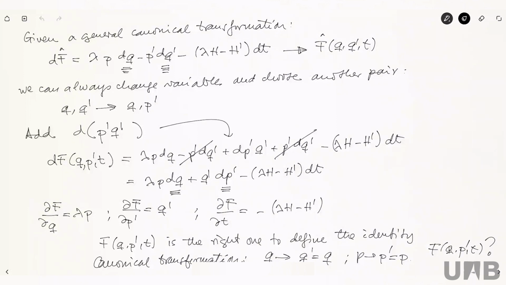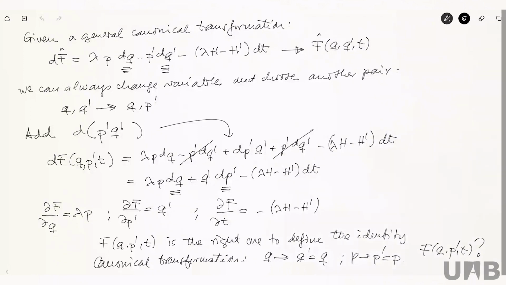And for that, it is a good idea to change variables in the generating function from Q and Q prime to Q and P prime. Because the generating function which has Q and P prime obeys these differential equations, and that makes the construction of the identity canonical transformation very simple, right? Because we find that f has to be such that the derivative with respect to Q, function of Q and P prime, has to be lambda P.